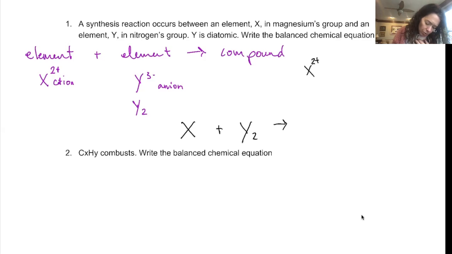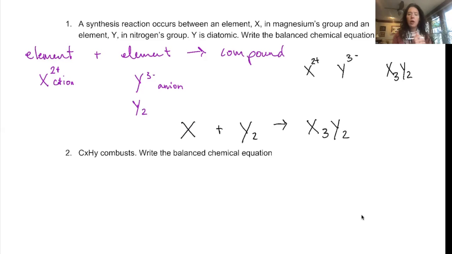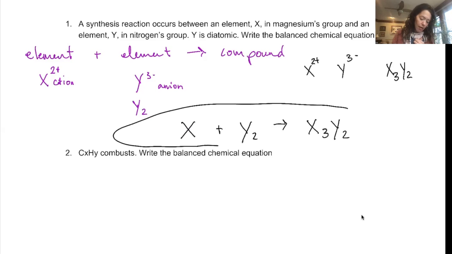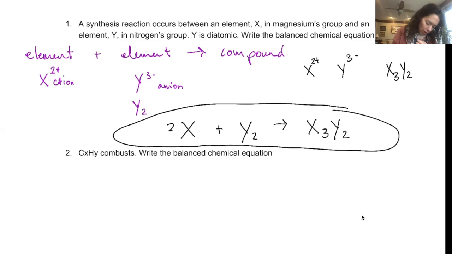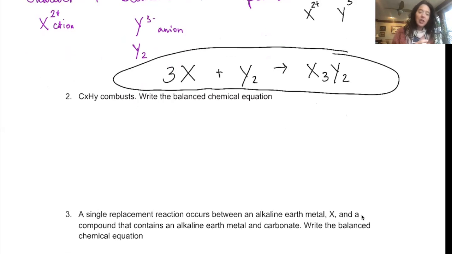X is 2+, Y is 3-. That makes X3Y2. So right here we will have X3Y2. Okay. I now have a balanced chemical. Well, I have an equation. It is not balanced. I see that I simply need to put a 3 right here. All right. There's your answer. Okay, let's look at the next one, shall we?